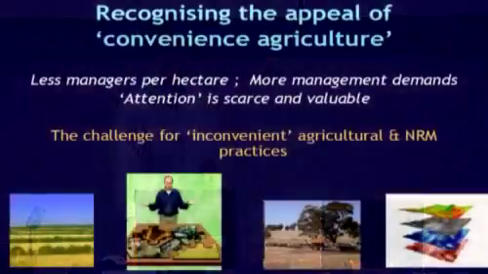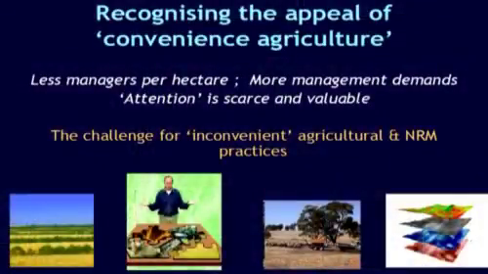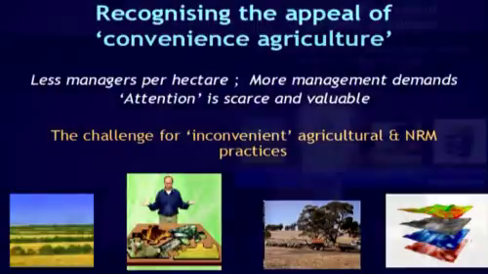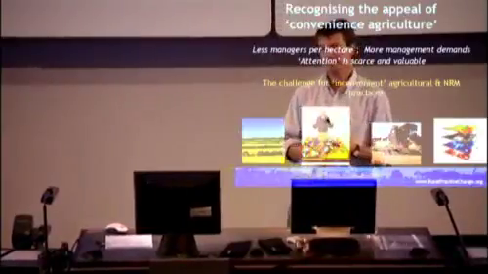So the appeal of convenience agriculture: we've got fewer managers per hectare, attention is increasingly scarce and valuable, and for many of us in this room, I think the practices we're looking at fall into the inconvenient category. And I think there's some good examples there. You see livestock and running sheep, people shifting to pure cropping. Precision agriculture on the right-hand side there.